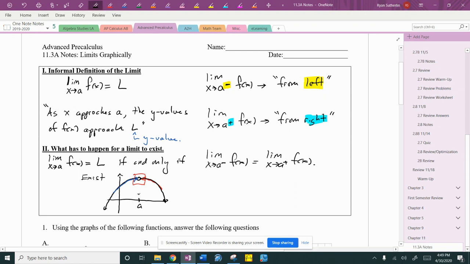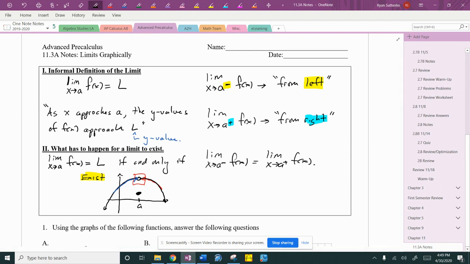It doesn't matter that the function's not defined here. In fact, this point could be down here. That actually has nothing to do with the limit. The limit is what are most of the points on the graph doing? As you approach from the left and you approach from the right, they're heading towards the same value. So this would be an example that does exist.